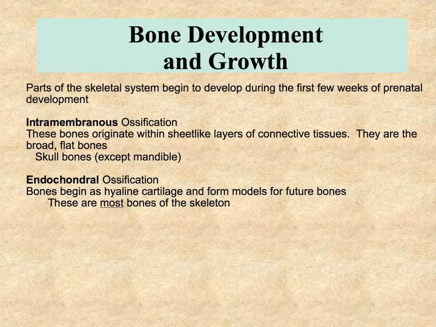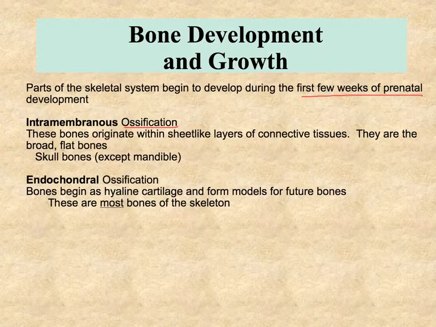This information is not required on bone development and growth, but I'm providing it to you just for your own depth of knowledge. The skeletal system itself begins to develop very early on in prenatal development, usually about week 3 or week 4. You start seeing the beginnings of things happening that will become our skeletal system. And there are 2 ways that bone is made. Ossification is the scientific word for laying down of bone.